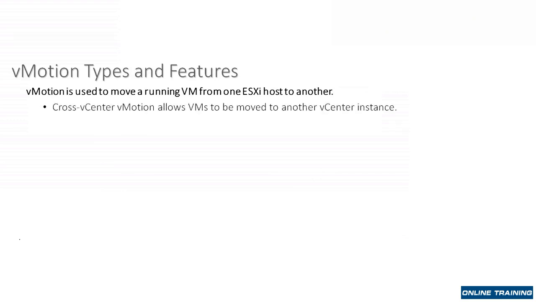This is not the only type of vMotion. With vSphere 6, we can actually take a virtual machine that's running on a host managed by one vCenter instance and move it to a host managed by another vCenter instance. Prior to vSphere 6, this was not possible. Now we can use cross vCenter vMotion to move a running VM from one host managed by one vCenter server to another host managed by a different vCenter server.